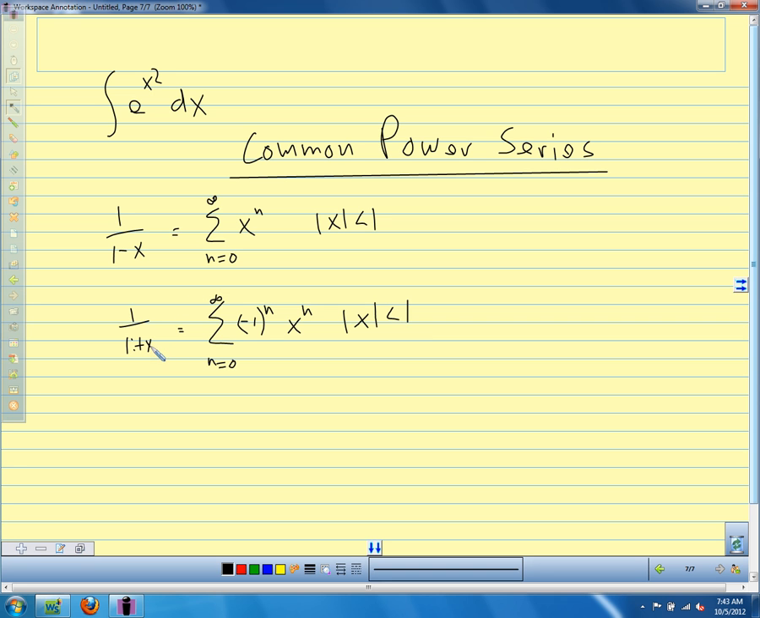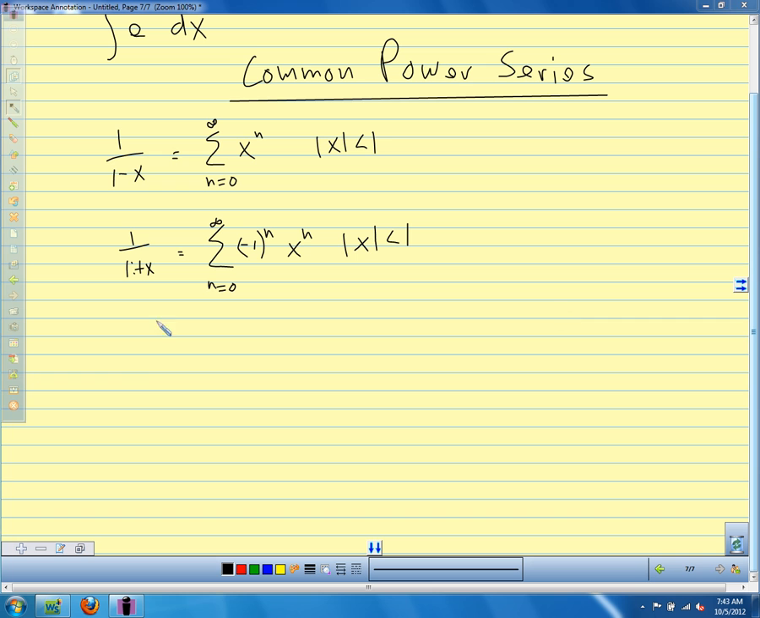e to the x, a very, very common one. The sum from n equals 0 to infinity of x to the n over n factorial. And this one's nice because it converges for all x. So this series for e to the x is extremely useful.